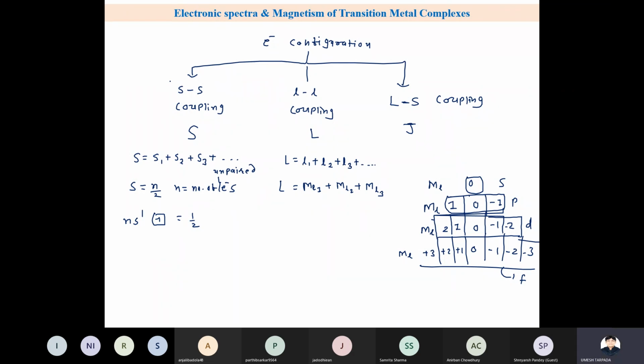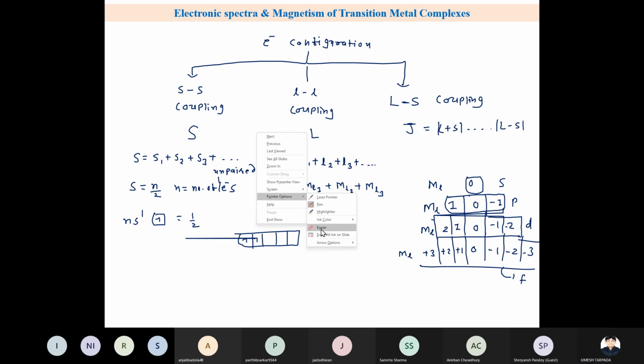So J gives the resultant quantum number, and the possible J value starts from L plus S to L minus S. That we have also written: you start from L plus S and end up at L minus S. In this way you can get the possible J value for any configuration. For example, this is your configuration. If you want to calculate the possible J value for this d orbital, here 3 electrons. So what is the possible J value?